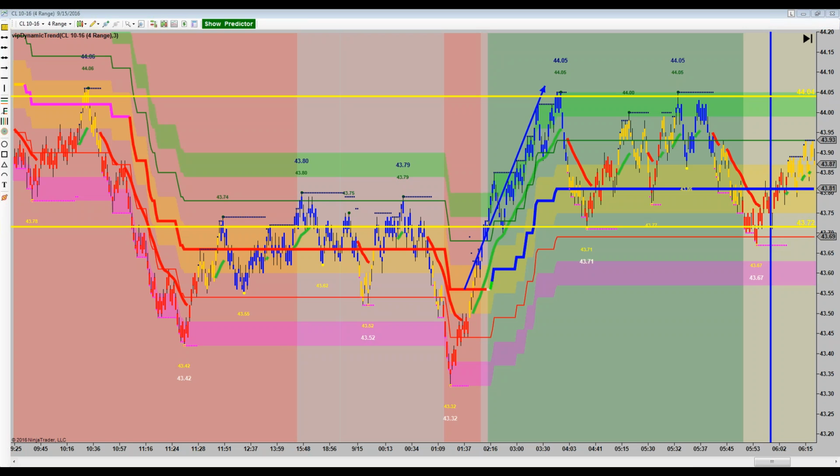So I don't know if you caught this, but technically speaking, this was a buy off of this area right here. I don't know. Gary was just opening the room at this time, 5:55, so I don't know if you caught that or not.